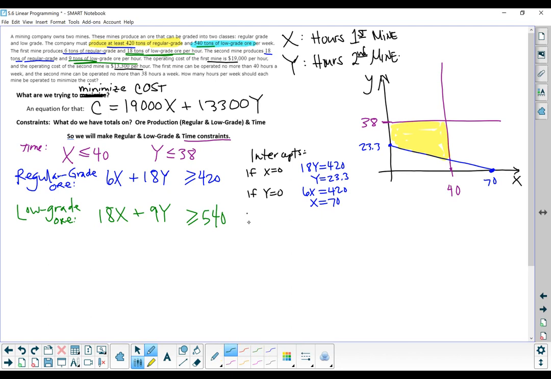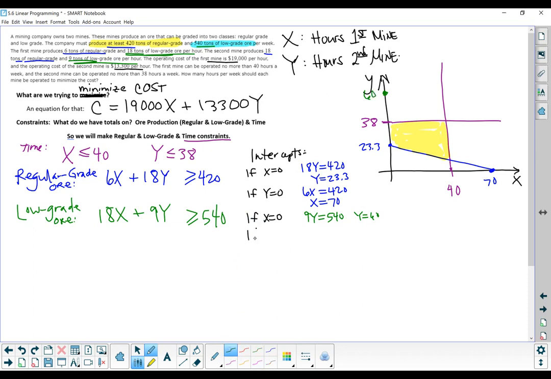And again, we need to find the intercepts. So if x equals 0, we have the equation 9y equals 540. And again, I'm just subbing in 0 for x and then solving for y. And if we solve that, we get y equals 60. So 0, 60.